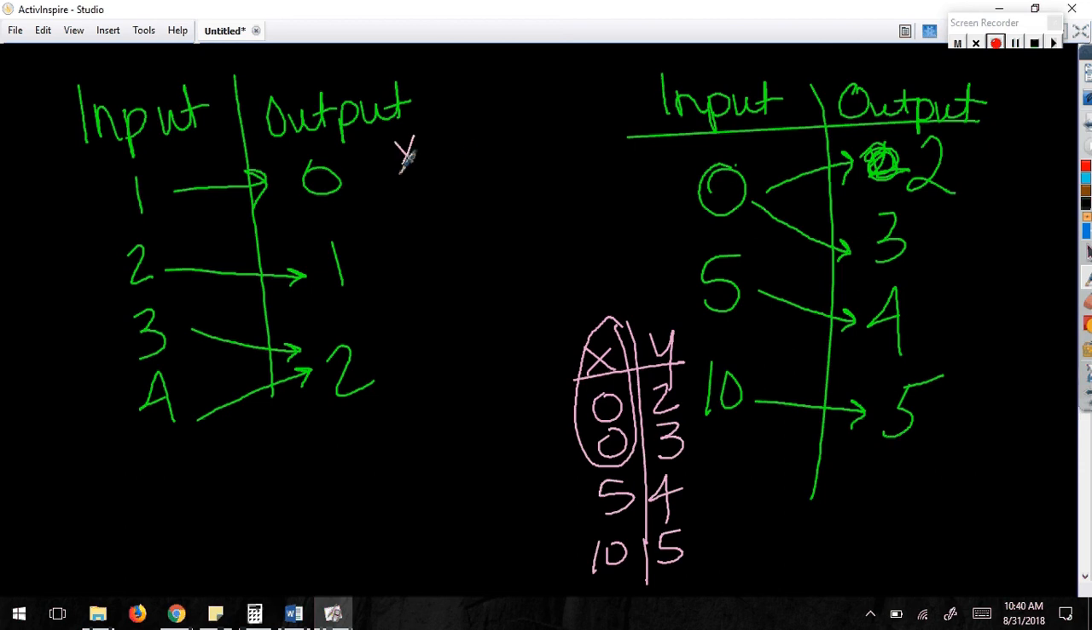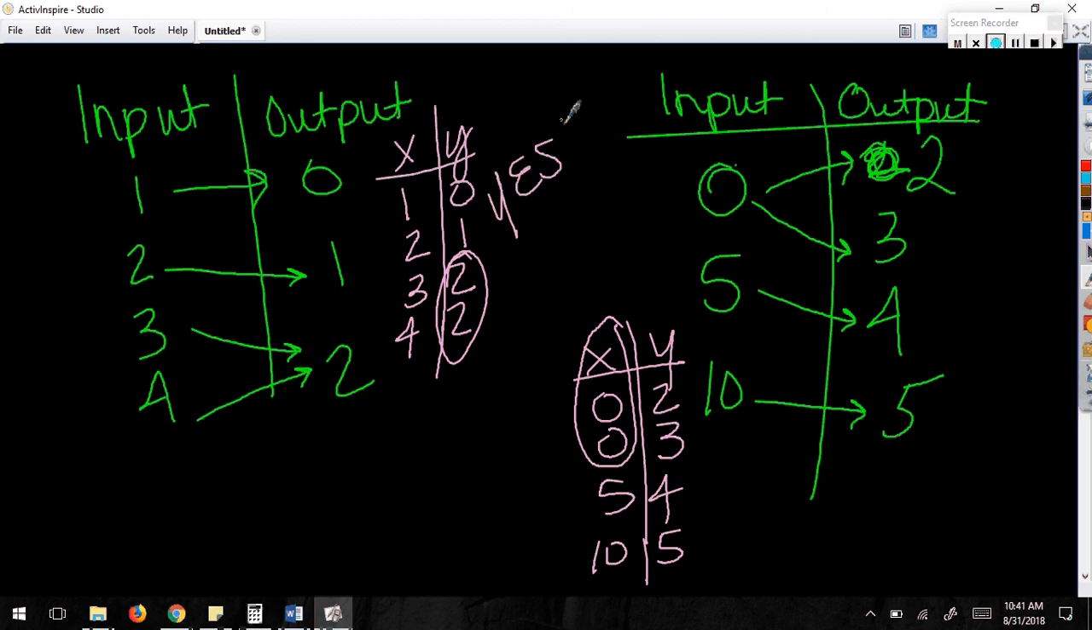This one: 1, 0; 2, 1; 3, 2; 4, 2. That's fine. Y is repeated. Yes, this is a function. No, this is not a function. So if the Y's are repeated, it's okay, but when X is repeated, it cannot be. Exactly. So X can't.